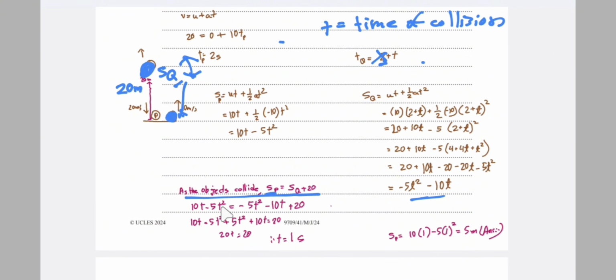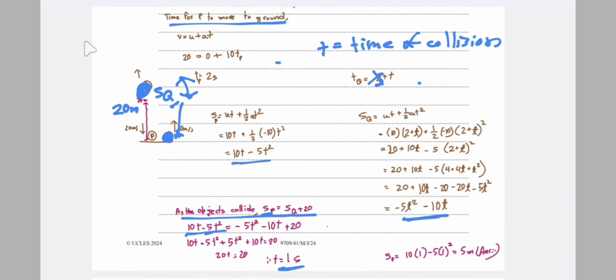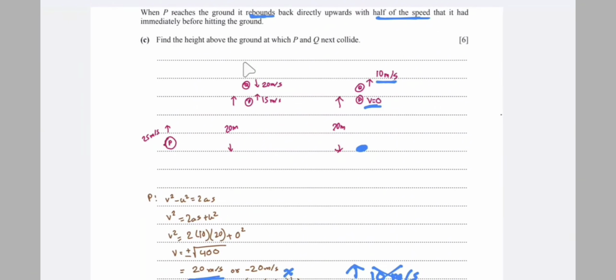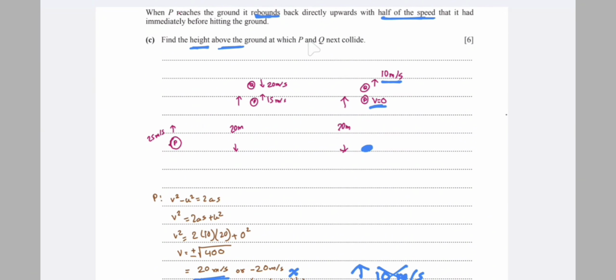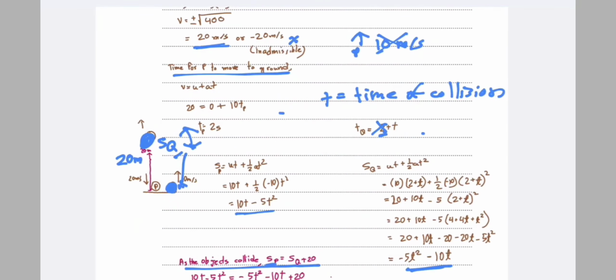After equating, the equation for P is equal to the equation for Q, that is displacement for Q plus 20. After equating this, we find the time. Now that we have found the value of time, we need to find the height above the ground. So we need to find the height from the ground.